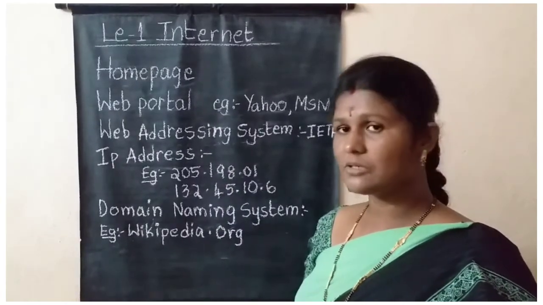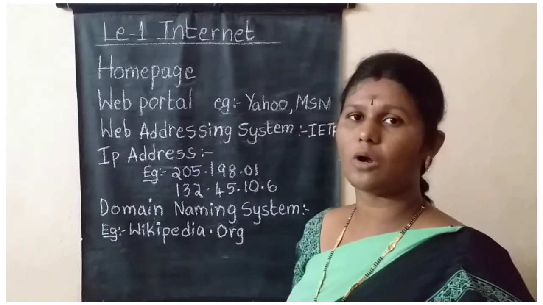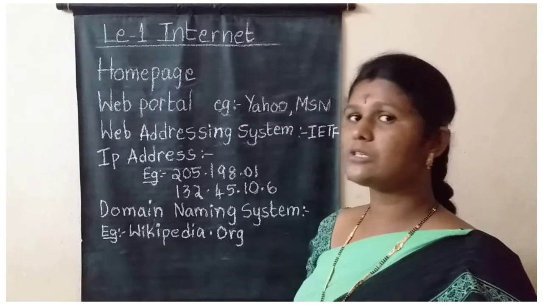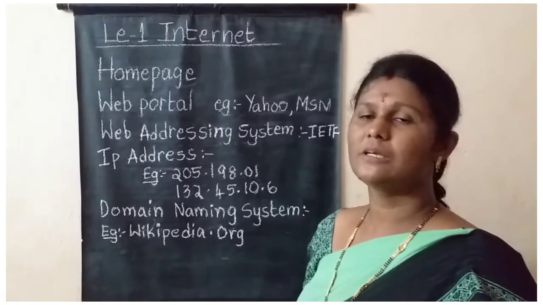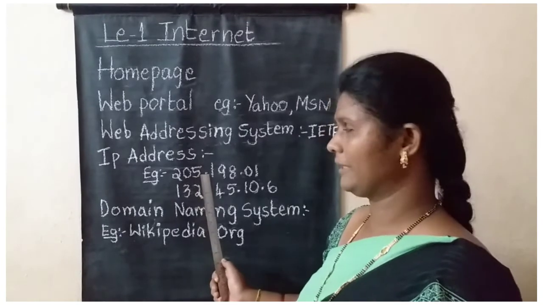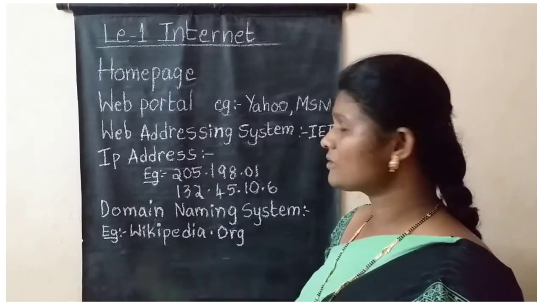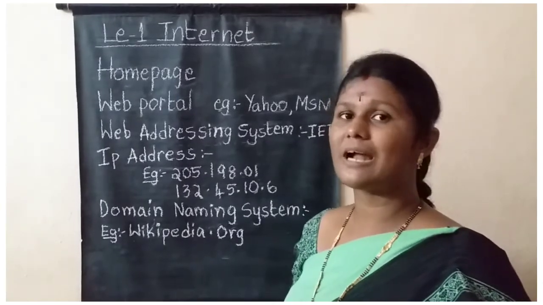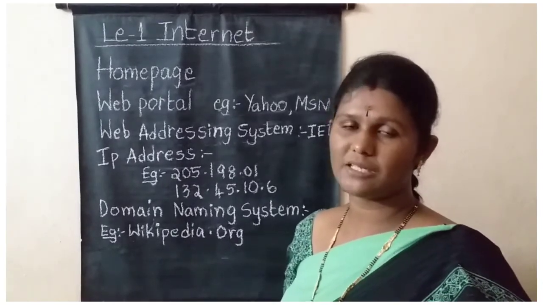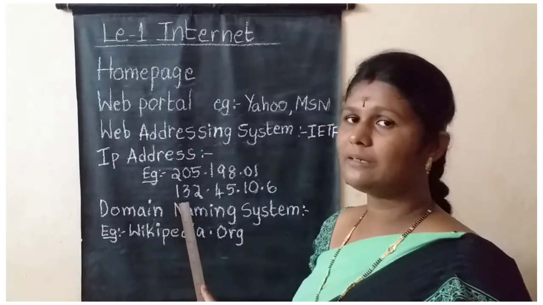It uses an operator called dot or period to separate the numbers. For example, 205.198.0.1. So the number set ranges from 0 to 255. It is a 32-bit numbering system.